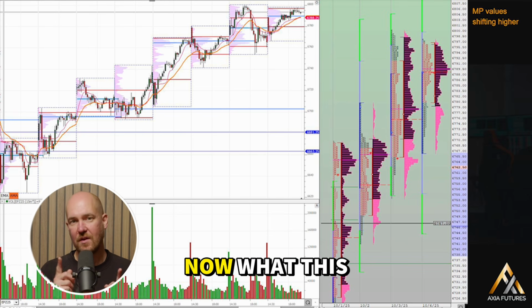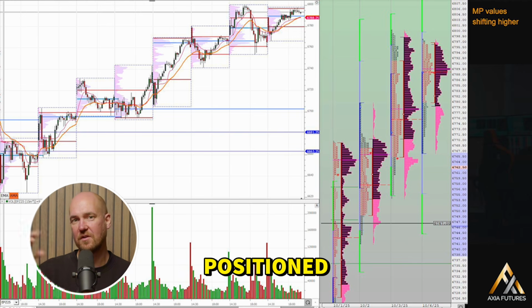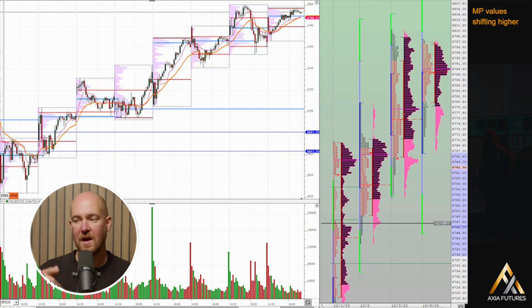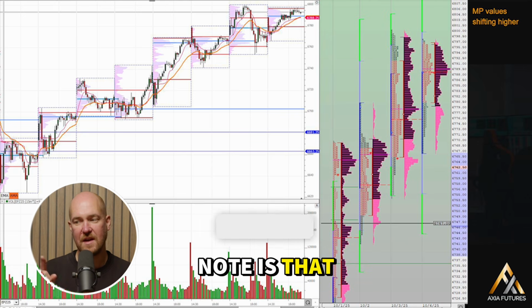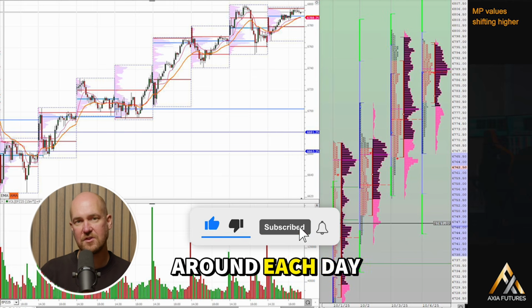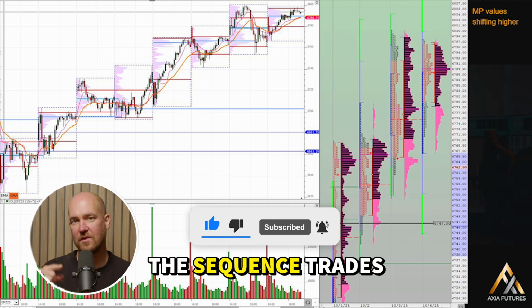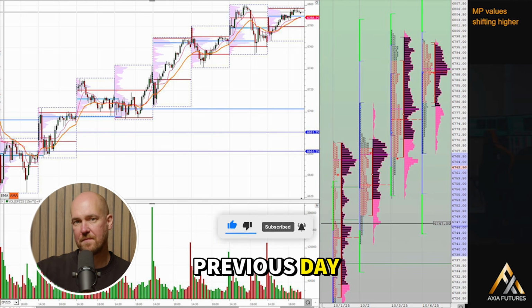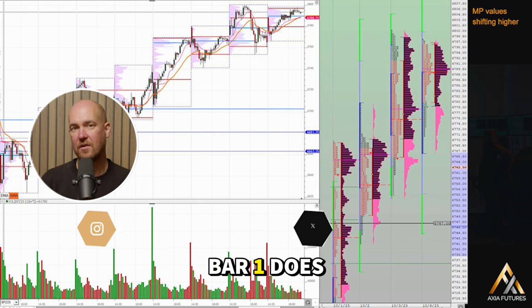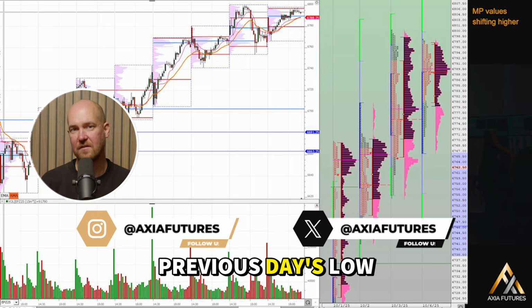Now, what this sets up though is a situation where people are positioned long. For the market to have moved higher, people have got themselves positioned. What you also note is that each day in this sequence, if you look at the boxes around each day, trades higher than the previous day. And also every day in the sequence bar one does not break the previous day's low.